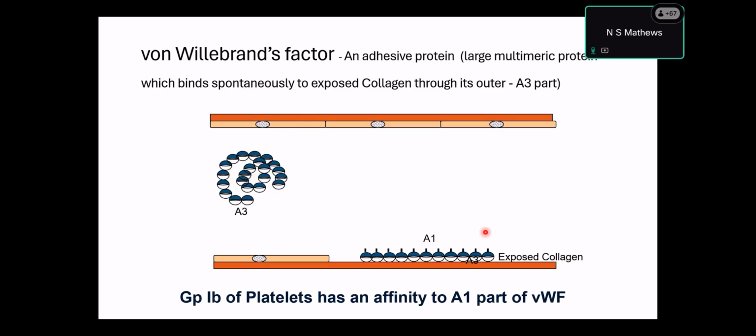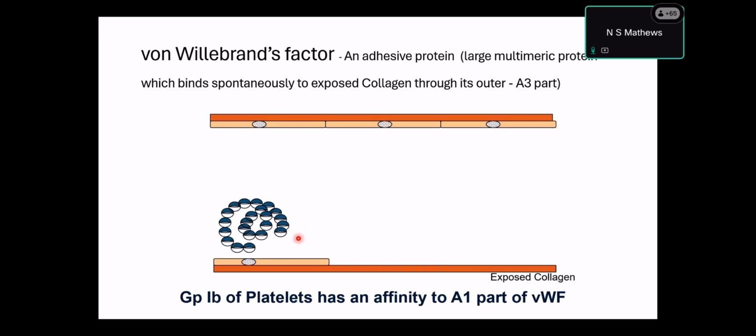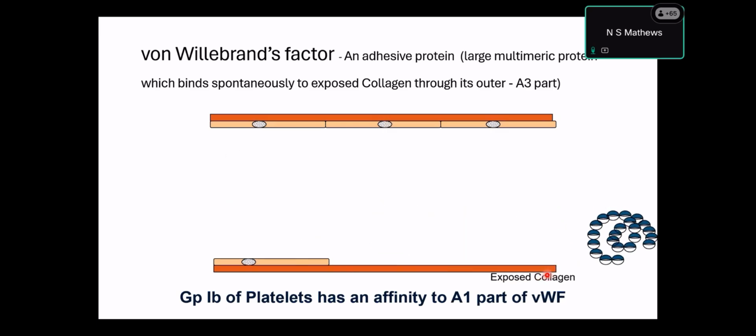Now, in an intact endothelium situation, you don't want platelets to come and bind to the von Willebrand factor and cause a clot unnecessarily, so it is hidden. But when the collagen is exposed, it will roll out like a carpet. It will uncoil and bind to the collagen through the A3 domain. And when it uncoils and binds to the A3 domain, the A1 domain is exposed. This exposed A1 domain is what has affinity to the glycoprotein 1B of the platelets.